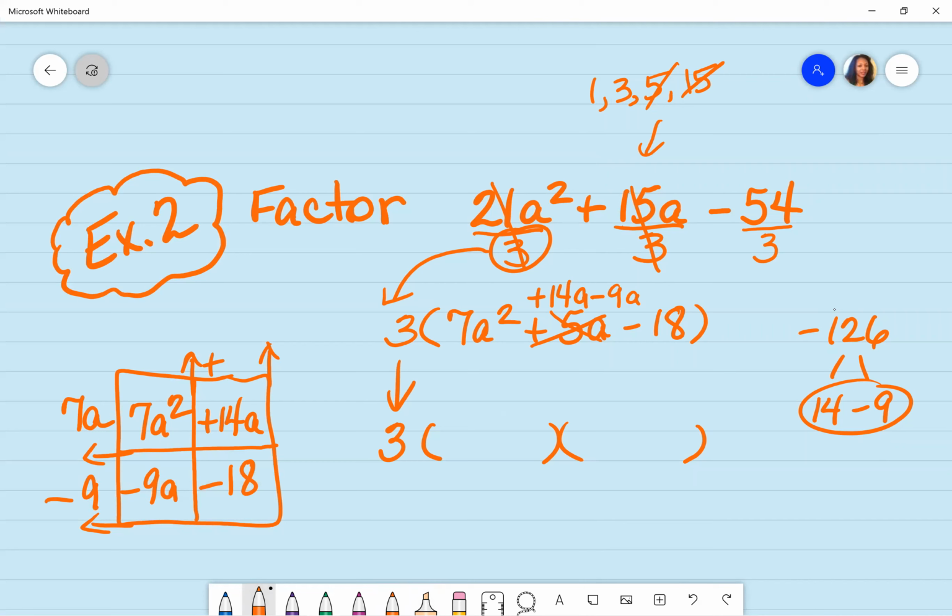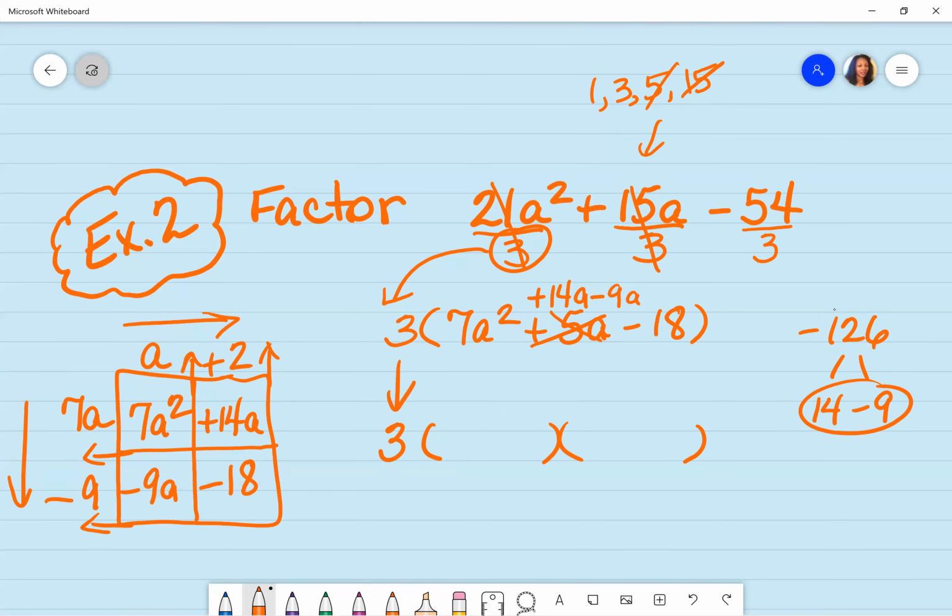And going up, 7a times what will give me 7a squared? Well, the 7 is already accounted for. I just need another a. Let's go to the numbers. -9 times what will give me -18? The negative's already accounted for, so 2. We have our two factors, top to bottom, left to right. That's how you write it inside of parentheses.